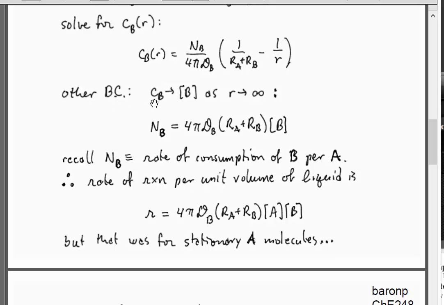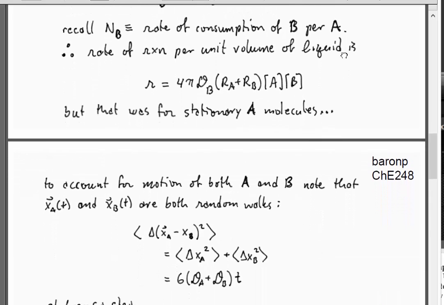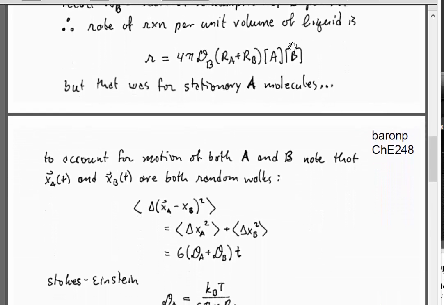Okay, so the other boundary condition that we need in order to finish everything off is that the concentration at r equals infinity should just go to that bulk concentration. So we plug that in, we solve for NB, and we get this equation. The rate of B consumption per A molecule is 4 pi D_B times RA plus RB multiplied by the concentration of the B molecules. Now, if I want to convert that into the rate of reaction per unit volume of the liquid, I have to know how many of my sinks there are per volume of the liquid, right?